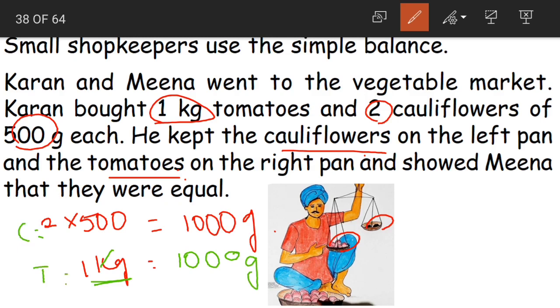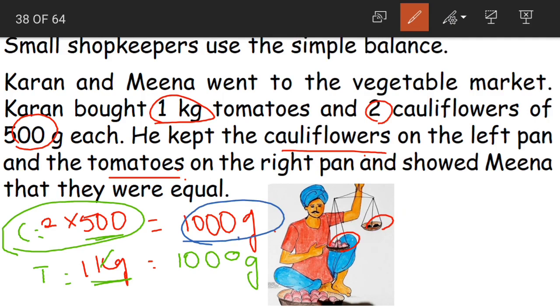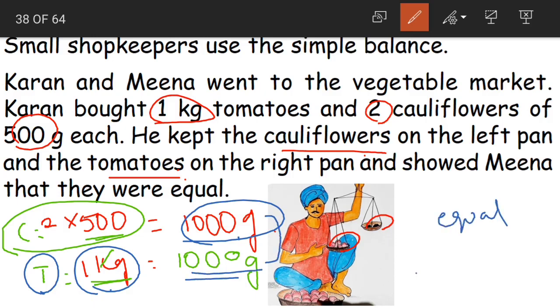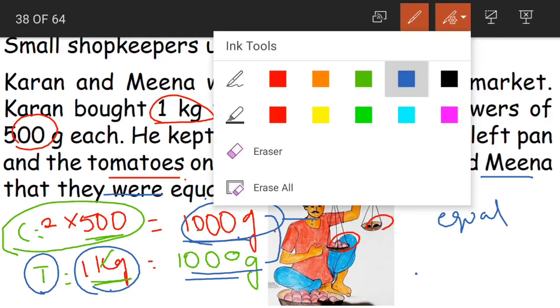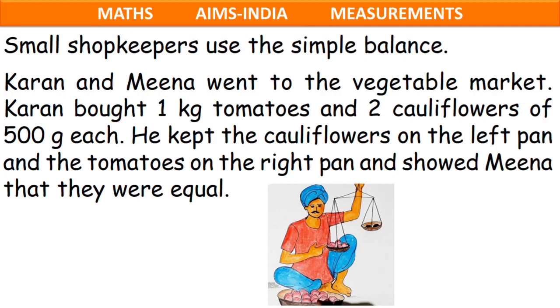So the weight of both is equal. The weight of 2 cauliflowers of 500 grams each is nothing but 1000 grams, and the weight of the tomatoes is 1 kg, that is also nothing but 1000 grams. Now are these two equal or not? Yes, they both are equal. So whatever the shopkeeper has said, that both the quantities are equal, it is true. It is correct. In both the pans we have 1000 grams, that is nothing but 1 kg.